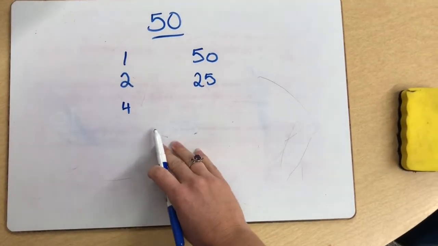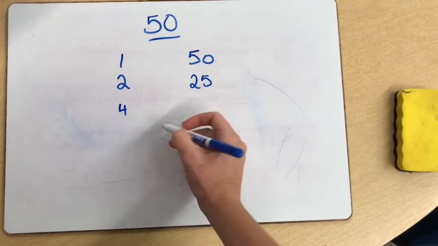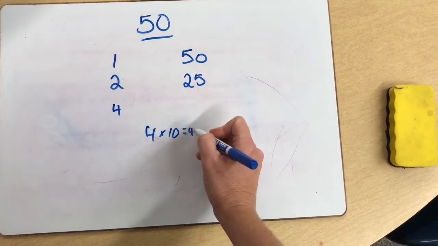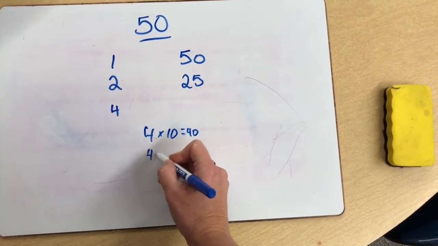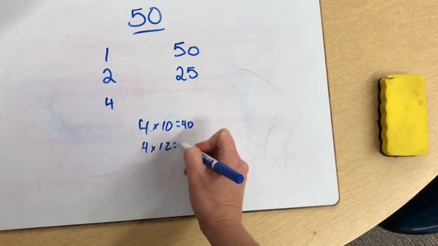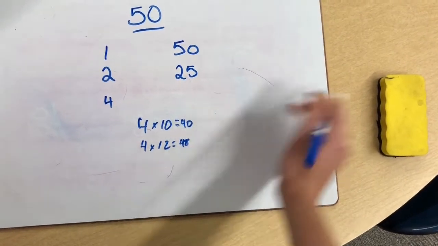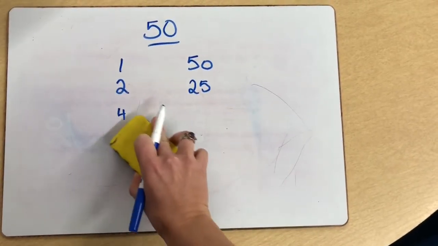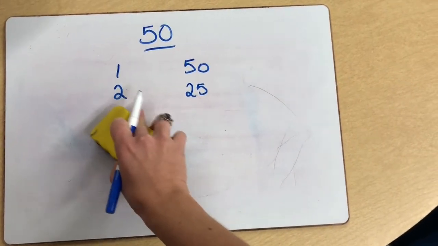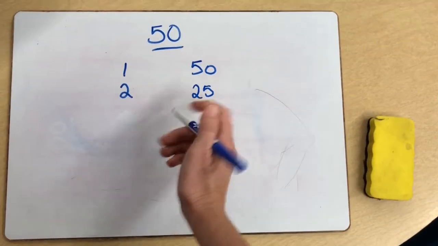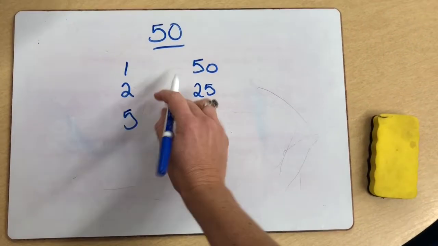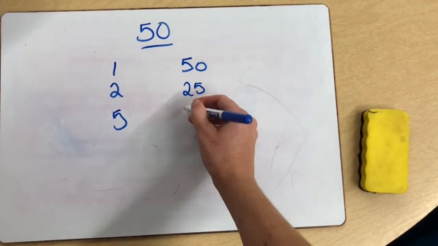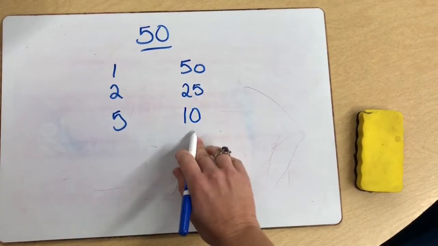Let's see. I know that 4 times 10 is 40. And then if I did 4 times 12, that would be 48. And oh, that's not going to get me to 50. So I know that that one won't work. Let's see. So I've got to go to my next number. I did 1, 2, 3, 4. Oh, 5. Oh, I know that 50 is certainly a multiple of 5 because it ends in a 0. 5 times 10 is 50.